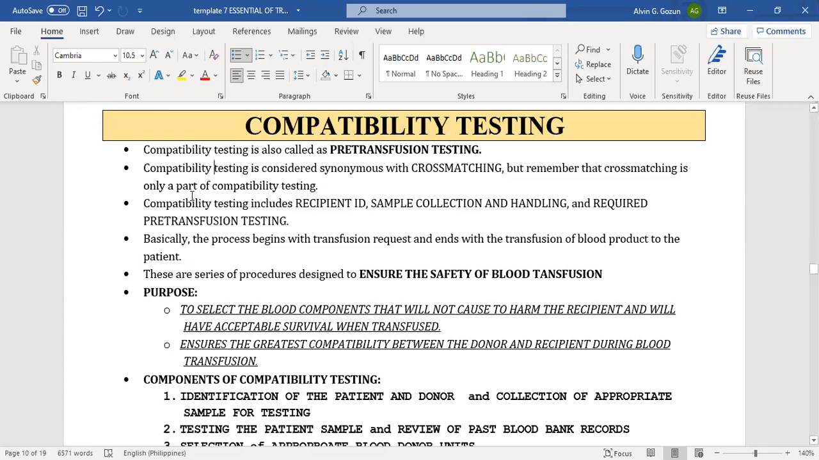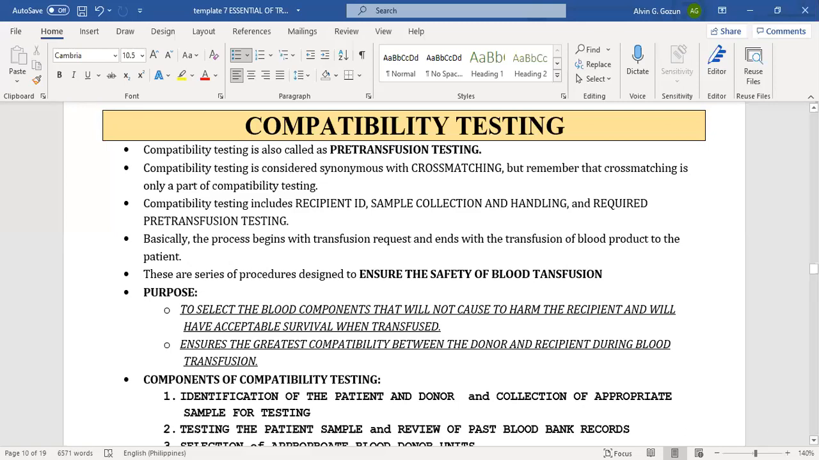Okay? So, compatibility testing includes recipient identification, sample collection and handling, and required pre-transfusion testing. So basically, the process begins with transfusion requests and ends with the transfusion of blood product to the patient. So, ganun lang yan. Yun yung pag-uusapan natin ngayon. From the transfusion request, at dapat, syempre, successfully matransfuse yung blood product indicated for the patient. So, compatibility testing, sa other books, these are series of procedures designed to ensure the safety of blood transfusion.